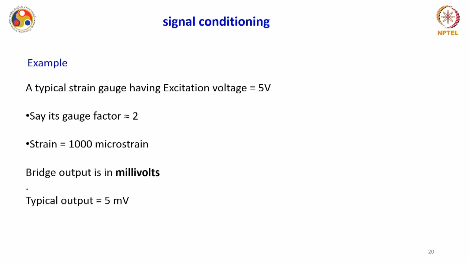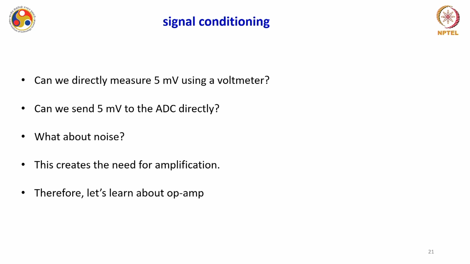The bridge output will be in millivolts only, typically in the range of say 5 millivolts or so. Now, can you measure this 5 millivolt with a voltmeter? It can even be lower than this. We are taking very generous parameters. Say this output is 5 microvolts. Sometimes it is very difficult to measure these values. So the second question is, can we send this 5 millivolt, or say 5 microvolt, to the ADC directly?